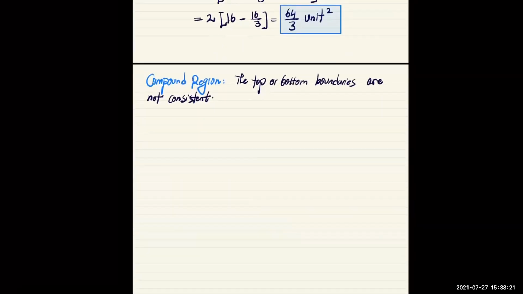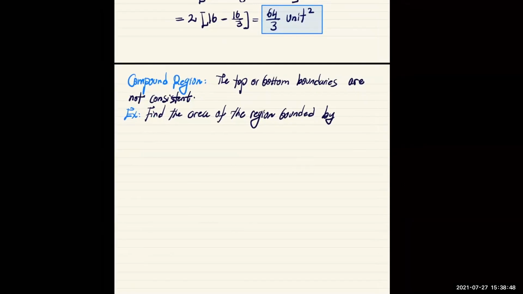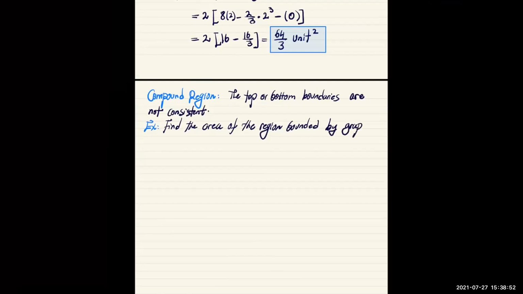All right, so let me do an example. Let's say you want to find the area of the region bounded by the graphs of y equal to negative x squared plus 3x plus 6 and y equal to absolute value of 2x.